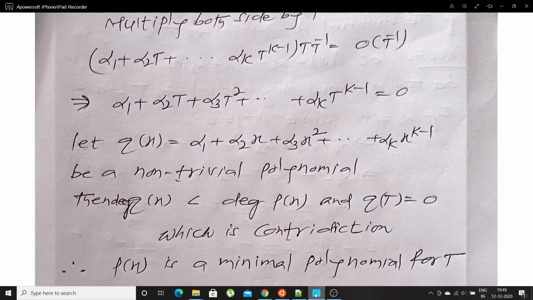Let me take another polynomial of degree less than what? P of x. Since the P of x is a polynomial of degree k, that means we have to take a polynomial of degree less than k.